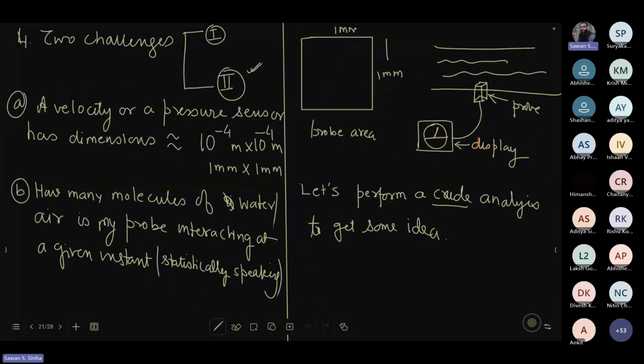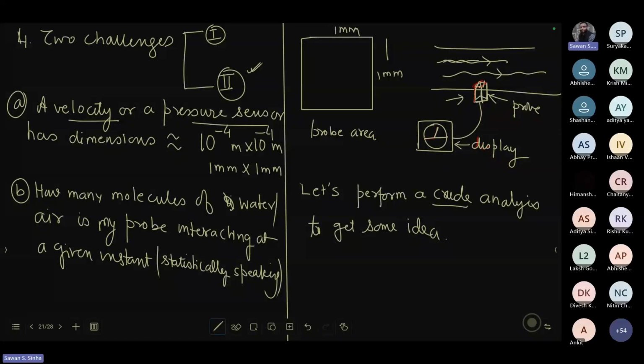Let's consider a probe, a typical probe, which may measure velocity or pressure. You call it a probe, you call it a sensor. Some of these you will use in our labs when you do experiments. Whatever probe you use, velocity or pressure sensor, it will have some dimension, right? That's what I have tried to show here. So there is a fluid flow here, and I have inserted a probe with which I am trying to measure velocity or pressure. So the probe will have a surface area through which it interacts with the fluid.